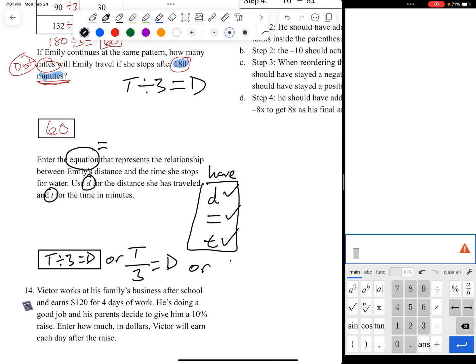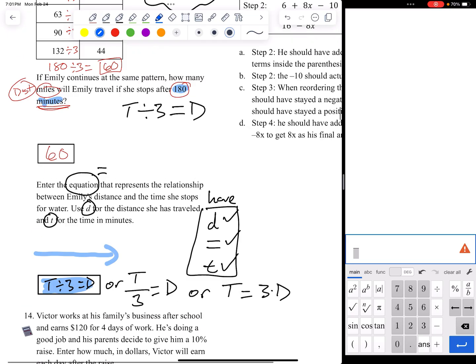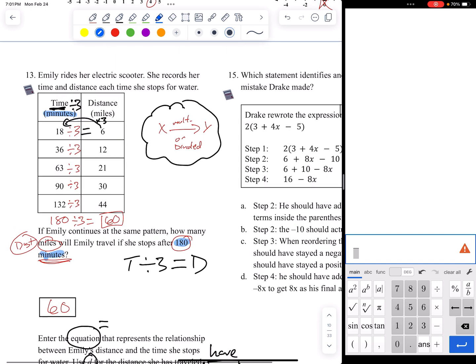Or you could have said time equals 3 times d. Any of those would have been okay. Those are all equivalent equations. So whichever one of those you did would have worked out. And again, I usually go with my first ones because I go from left to right. And it's easy, especially when you have tables, to kind of do it that way.